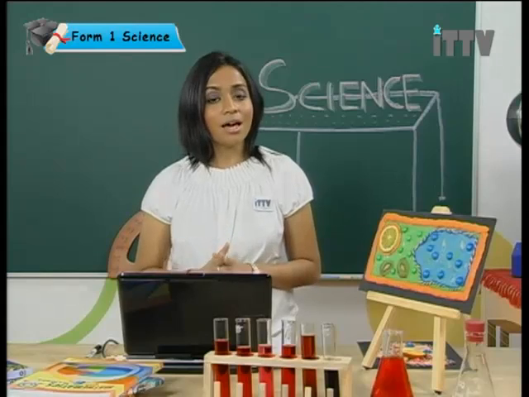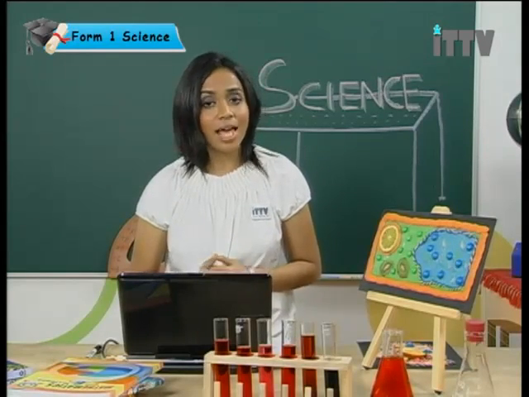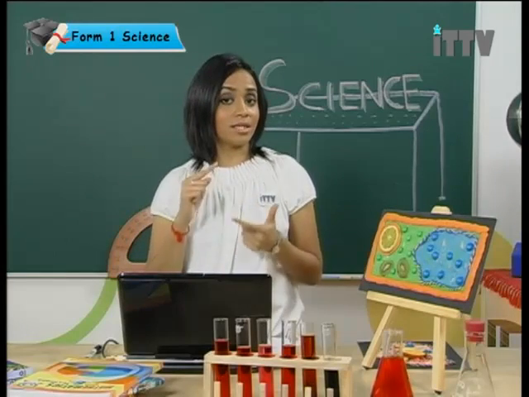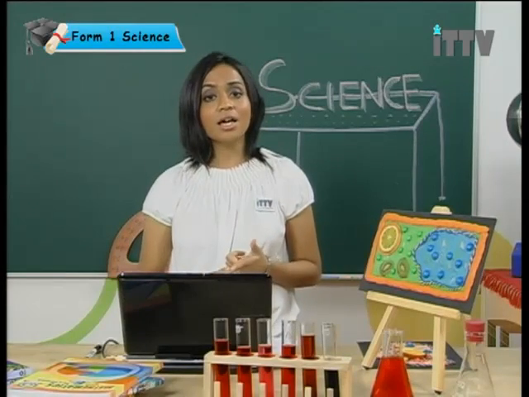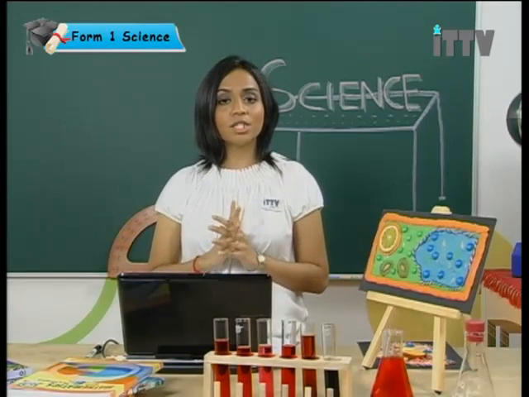So remember that the human cheek cell is an example of an animal cell. They have got a cell membrane, you can see the cytoplasm, and you can see the blue colored nucleus in this observation. So this is the human cheek cell.